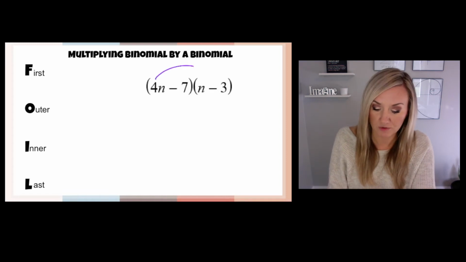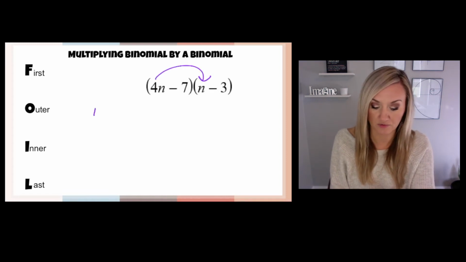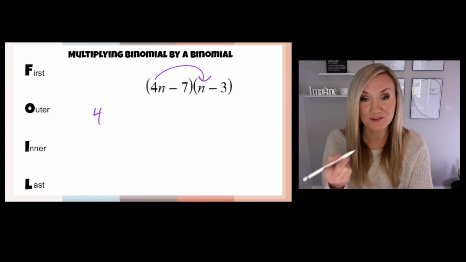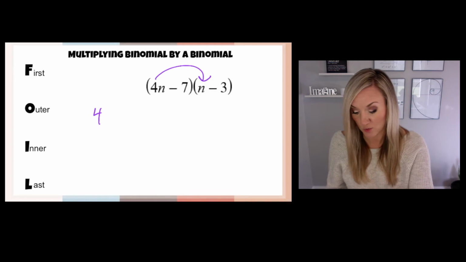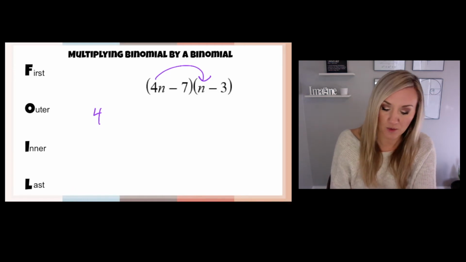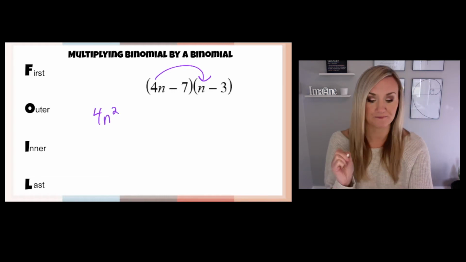So I'm going to do first, so that would be 4. I was about to do an x. Does anybody do that? Like when the variables change, it's no longer an x, it's n, and then you write it. I do that all the time. N, Sasha. Okay, so it would be 4n squared.